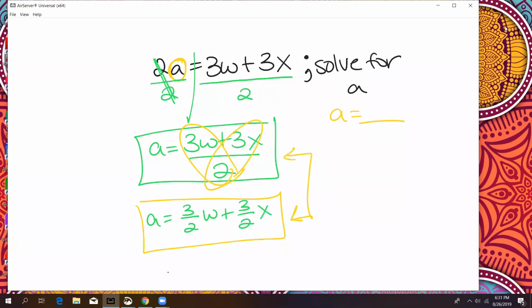All right, so let's do another literal equation. All right, let's do 2x minus 1 equals 4mw. And let's solve for x. I don't know what I'm writing there.